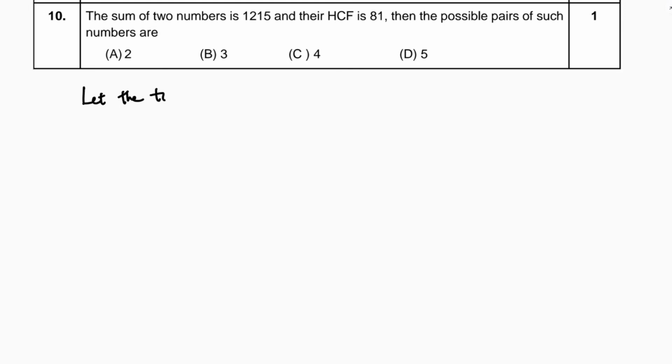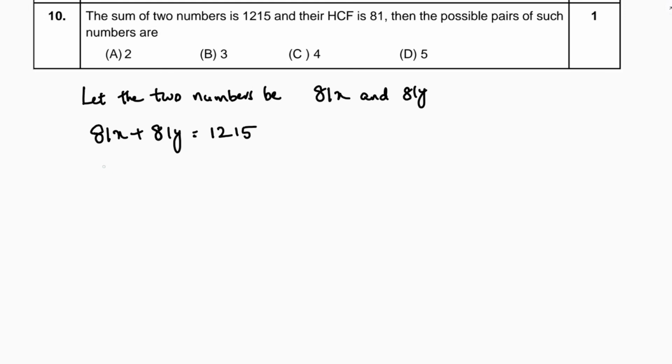Let the two numbers be 81x and 81y, because as HCF is 81, the numbers should definitely be multiples of the HCF. Now they told the sum of the two numbers, so 81x plus 81y is 1215. If you take 81 common, x plus y equals 1215 over 81.